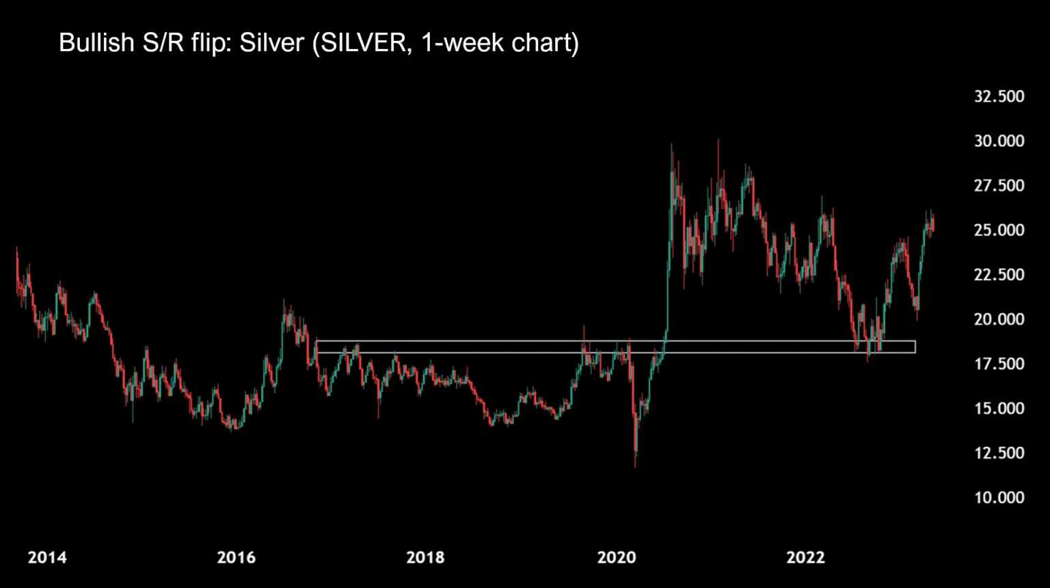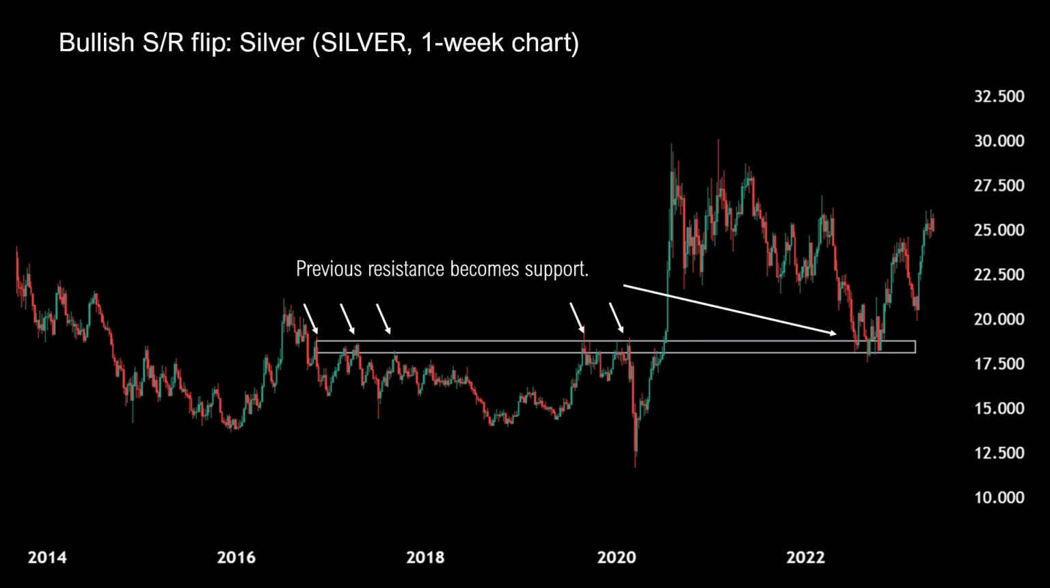Let's now look at what happens when support becomes resistance and vice versa. In trader lingo, this is called a support resistance flip, or SR flip. And here's an example of a bullish SR flip for silver on the 1-week chart. In this case, the previous resistance gets broken in early 2020. The price goes much higher and then comes back down to support later on, and then bounces back up off it. In other words, the previous resistance has now become support.